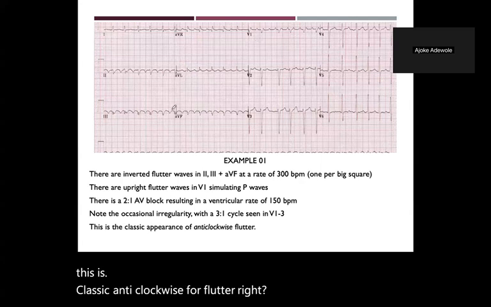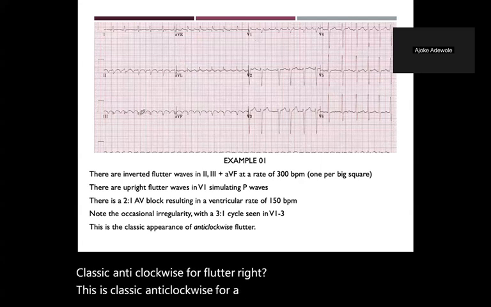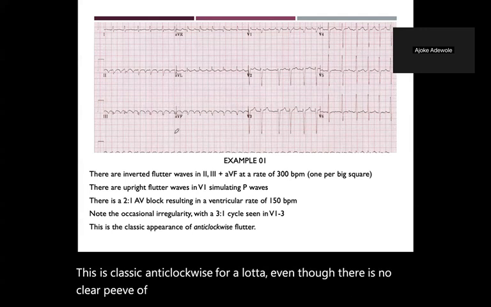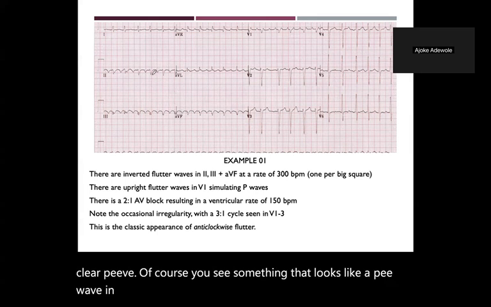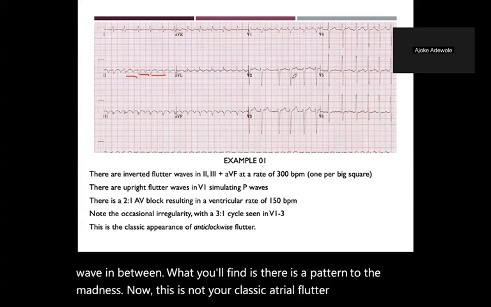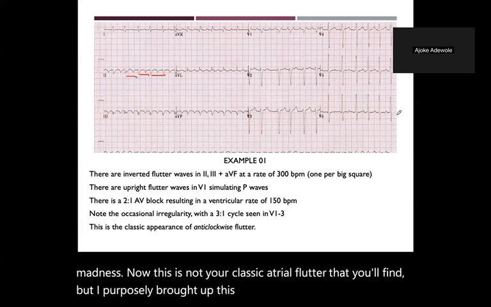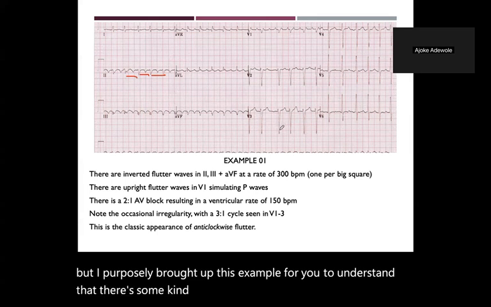This is classic anti-clockwise flutter. Even though there is no clear P wave, of course, you see something that looks like a P wave in between. What you'll find is there is a pattern to the madness. Now, this is not your classic atrial flutter that you'll find, but I purposely brought up this example for you to understand that there's some kind of arrhythmia going on here.